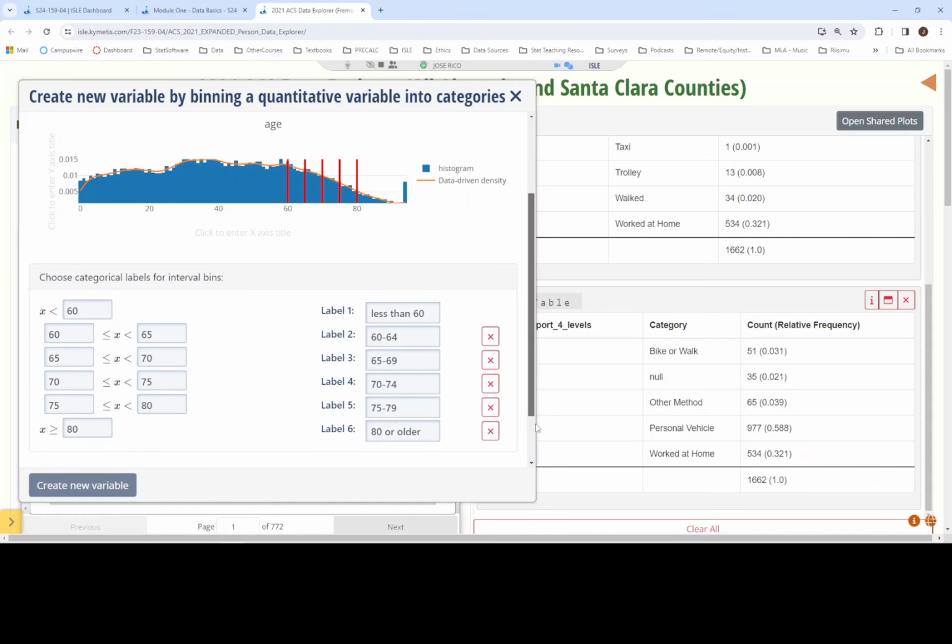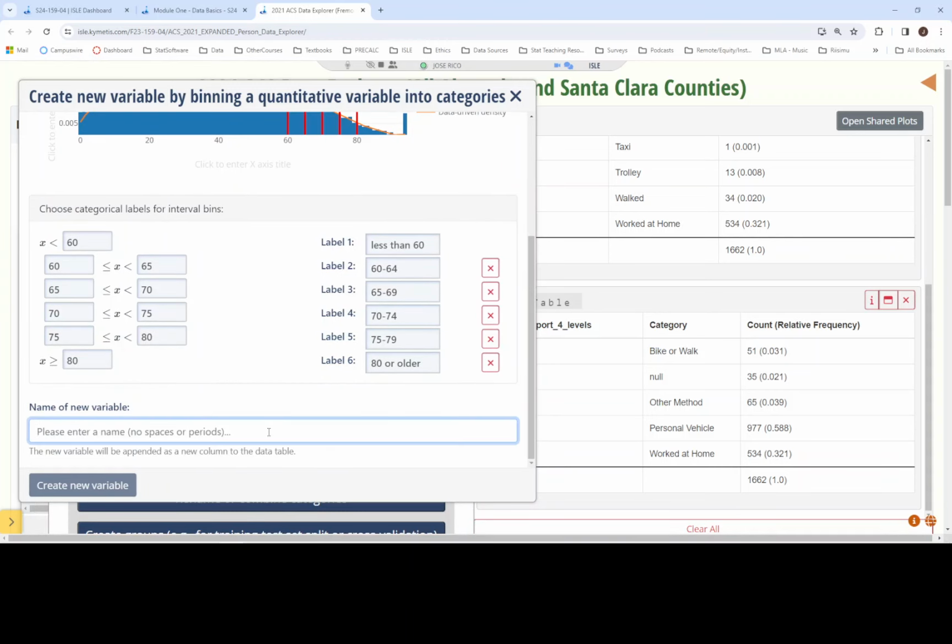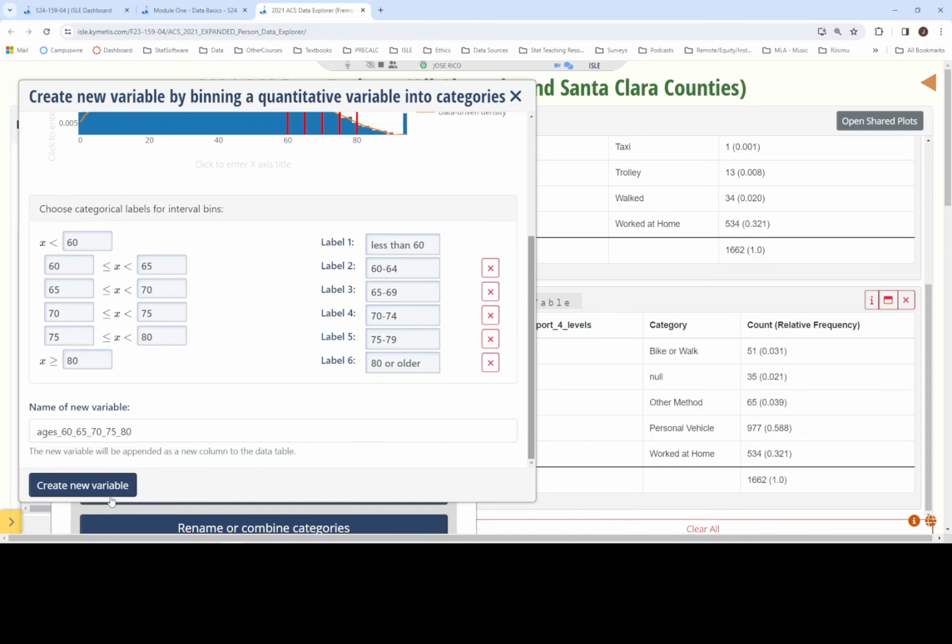I hope this helps. We're going to call this one age. And it's kind of tricky on how to do these. I'm going to do 60, 65, 70, 75, 80. This tells me that this variable is focused on older people, and it's breaking them into 5-year intervals starting at 60. That's kind of how I like to look at this. It's 60, 65, 70, 75, 80. Those are my breaks.